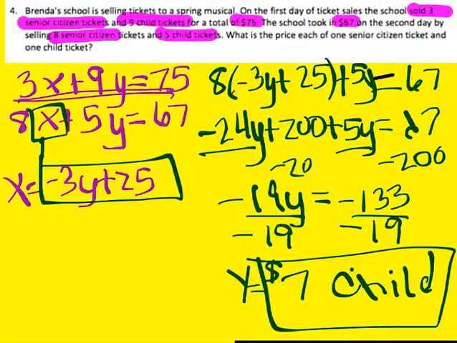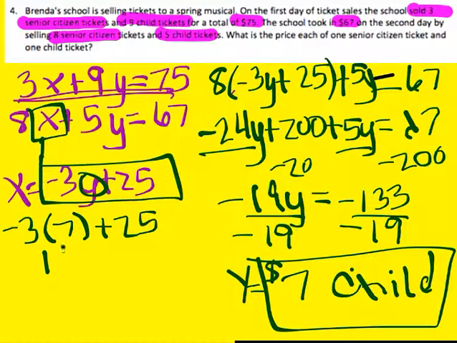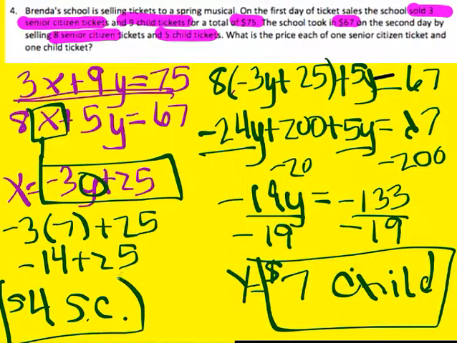Okay, so now we need to get the senior citizen ticket. So I'm going to plug it in for y there. So negative 3 times 7 plus 25. So negative 21 plus 25, well, that's going to be $4. So it's going to be $4 for the senior citizen ticket.